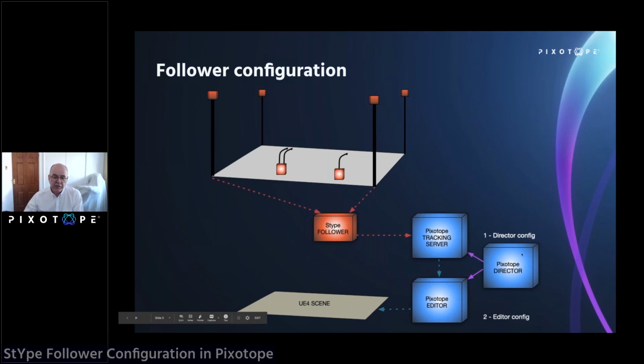Then once we're in the server, there are 2 configurations that have to be set up. First of all, we have to take the data streams coming in, and each follower is talking on its own port, so UDP ports. So we have to configure those with logical assignments. Then we come into the editor and we assign those logical trackers to actors within our 3D, within our Unreal scene. So that's essentially what we're going to go through.